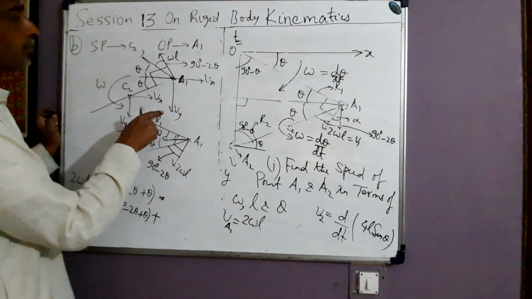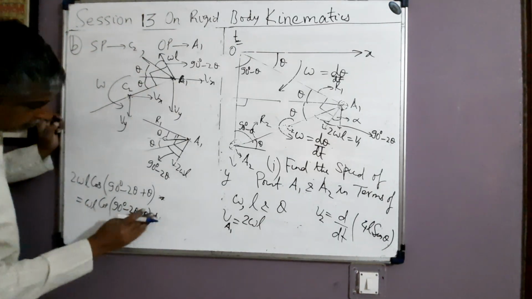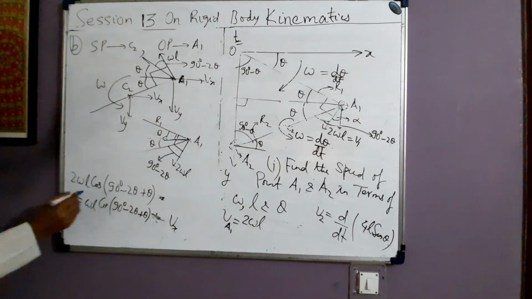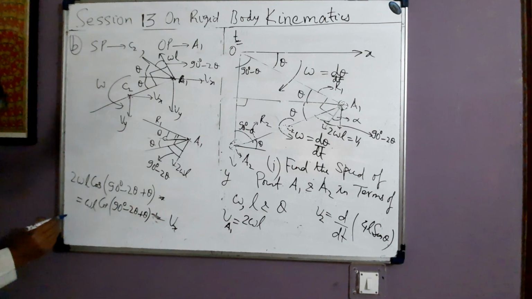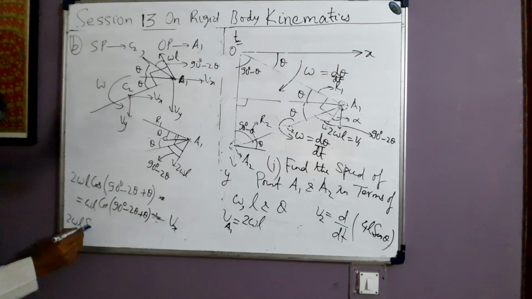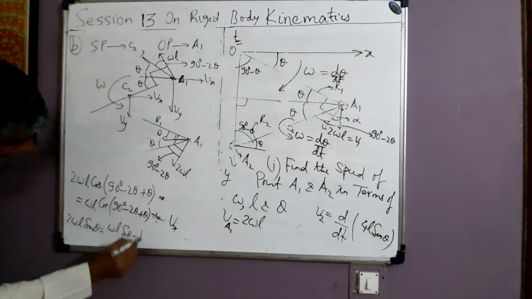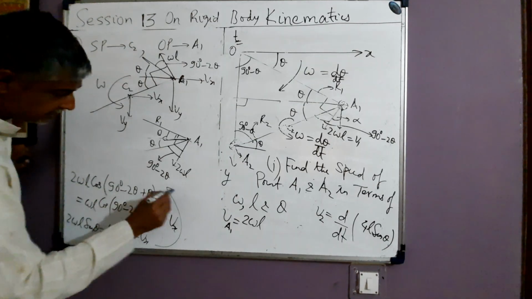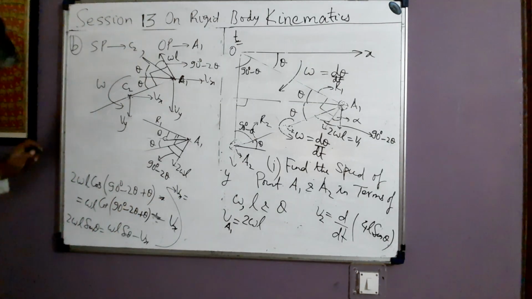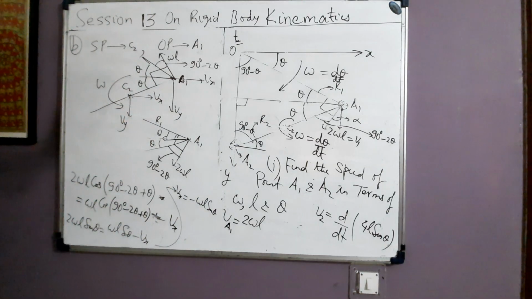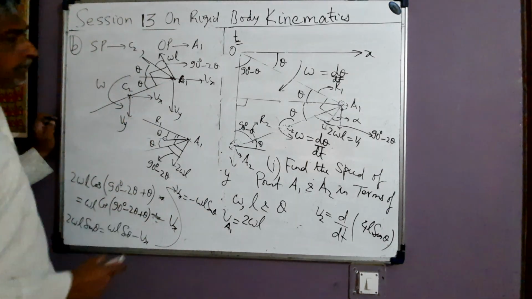plus the x component of this, Vx, that is the rightward direction. This becomes minus Vx. Okay. Now this is how much? 2 omega L cos(90 minus theta), 2 omega L sin theta, becomes omega L sin theta minus Vx. That means Vx becomes minus omega L sin theta. This is Vx.